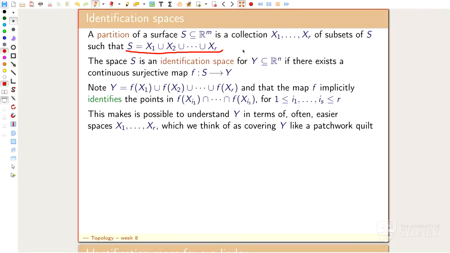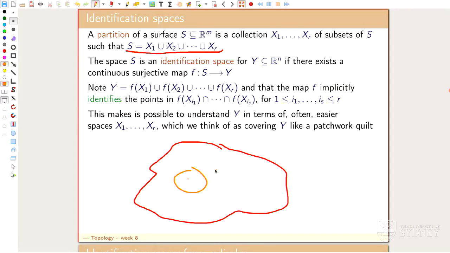So I would like to think of the following picture. I have my little surface, and it's very complicated, whatever it is. Locally, it has a disk, so I can take a lot of disks together. These are my X_1 up to X_R, and I adjust a lot of them so that I cover everything.